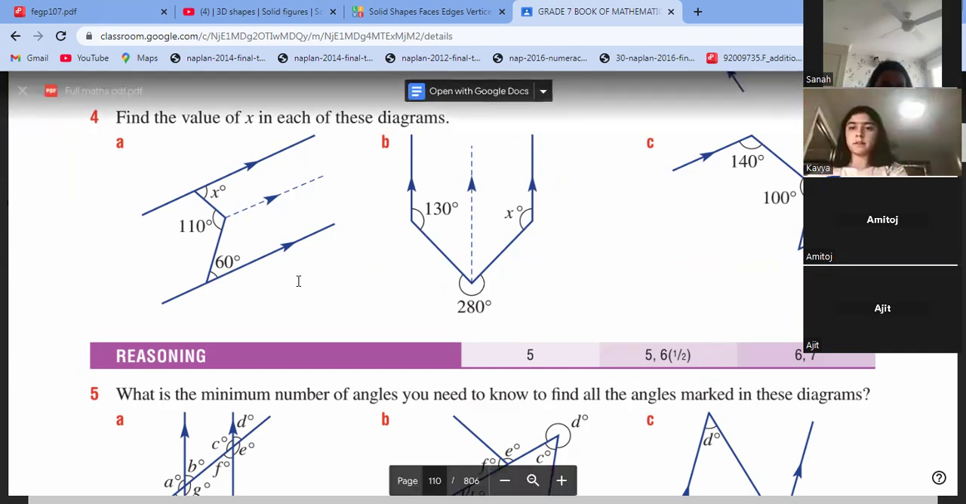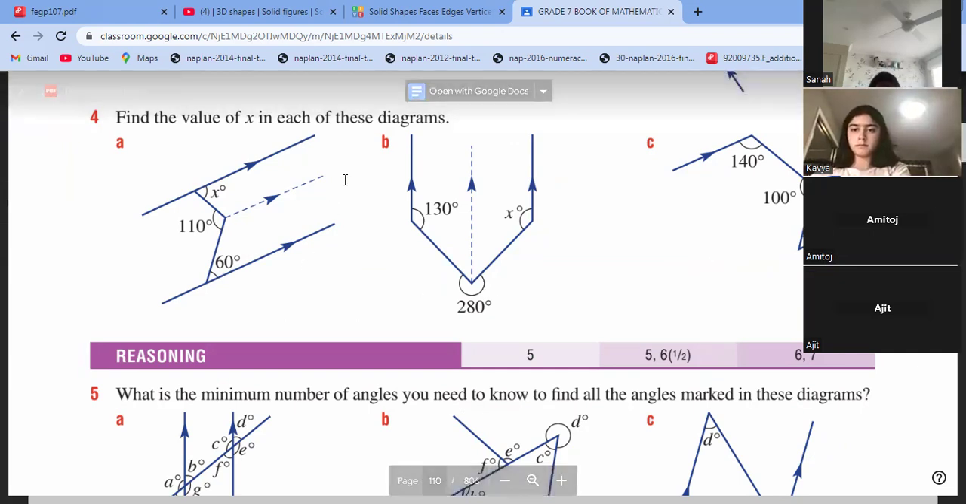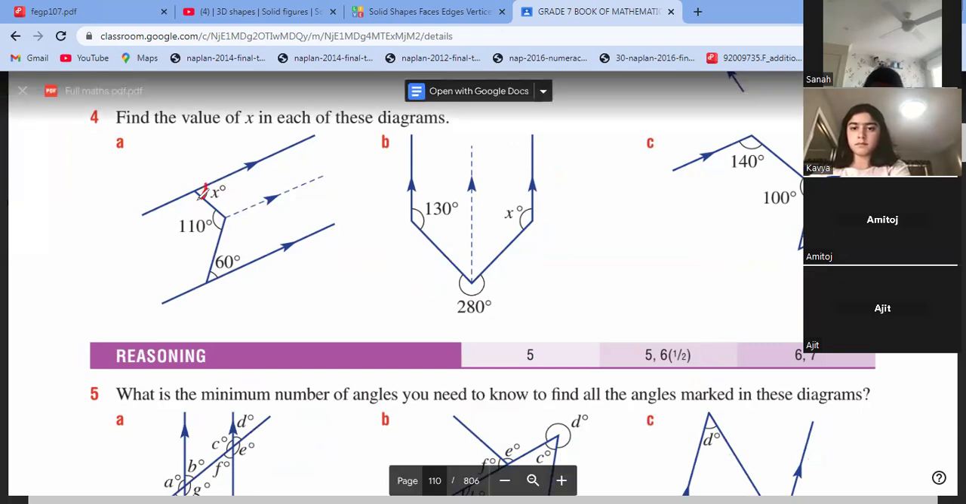Okay. See the next question. Find the value of x unknown over here. How to find out the value of x over here? You just draw this line over here, right? Now this is 110 full angle, right? If this is 60 degree, this must be 60 degree. Why? Because they are forming alternate interior angles, right? And what about this angle now? Tell me, Kavya, what about this angle? This one, small one.